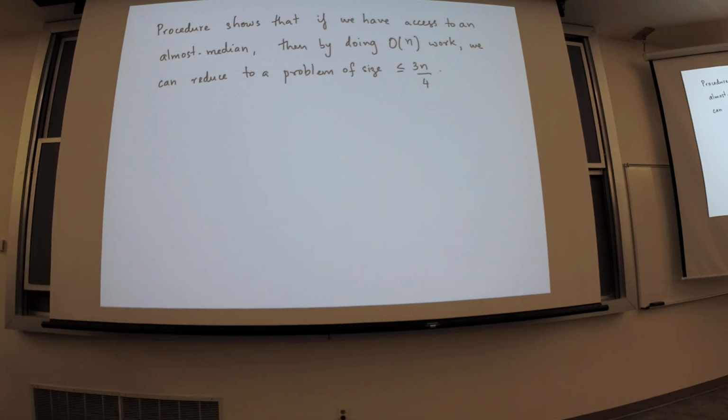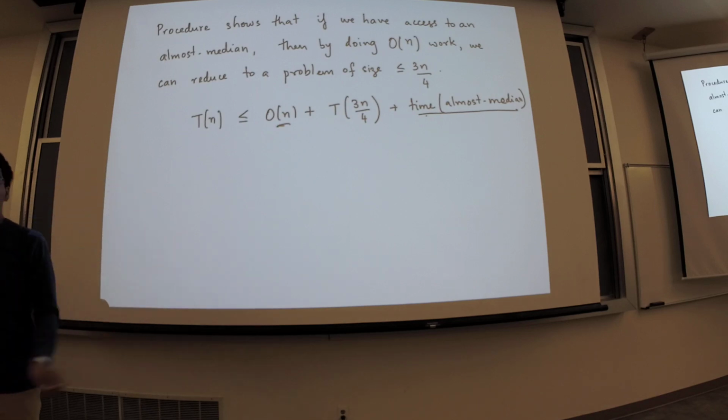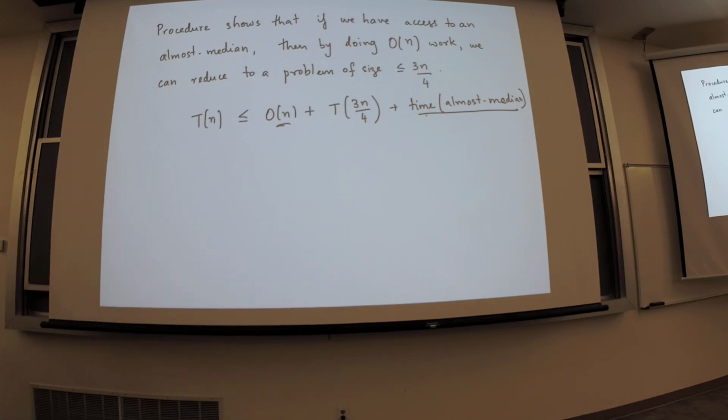So what we're saying is T of n is smaller than or equal to O of n plus T of 3n by 4. There's also the time for the almost median that I am ignoring for now, which I have said is linear. I'm ignoring it because I'm including that as part of the first O of n.